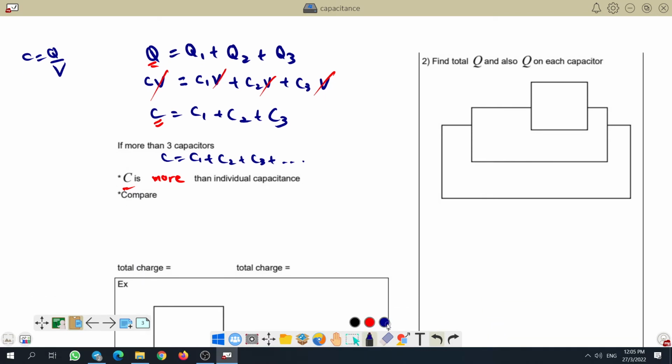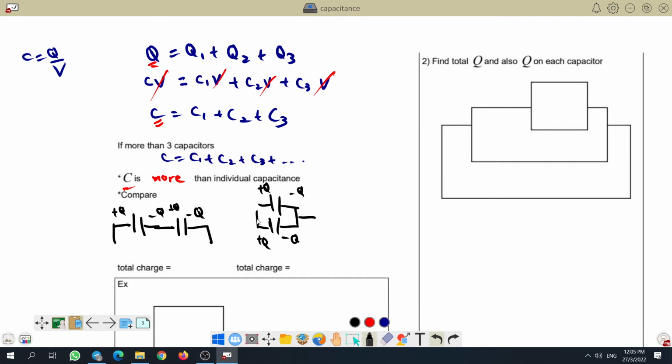Tapi charge-nya kan, it's like macam tak adil ni. Kenapa sini? Ya, kenapa sini sama? Positive Q, negative Q, and positive Q, negative Q, positive Q, negative Q. Kita sambung.